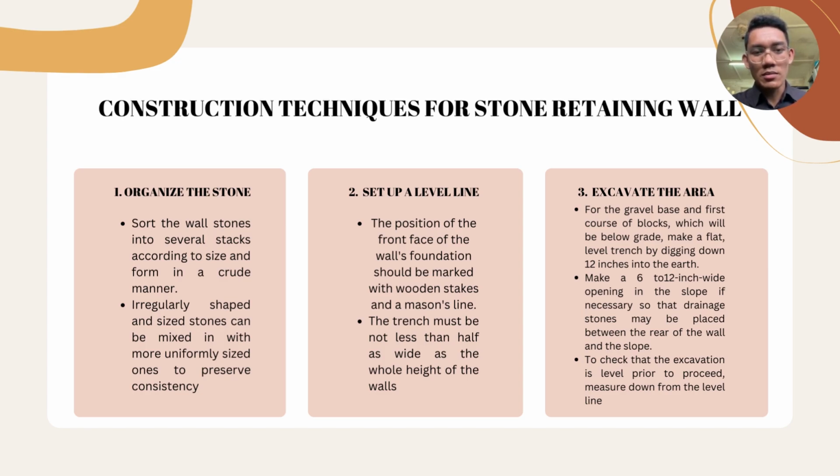Number 2 is set up a level line. The position of the front face of the wall's foundation should be marked with wooden stakes and a mason's line. The trench must be not less than half as wide as the whole height of the wall.